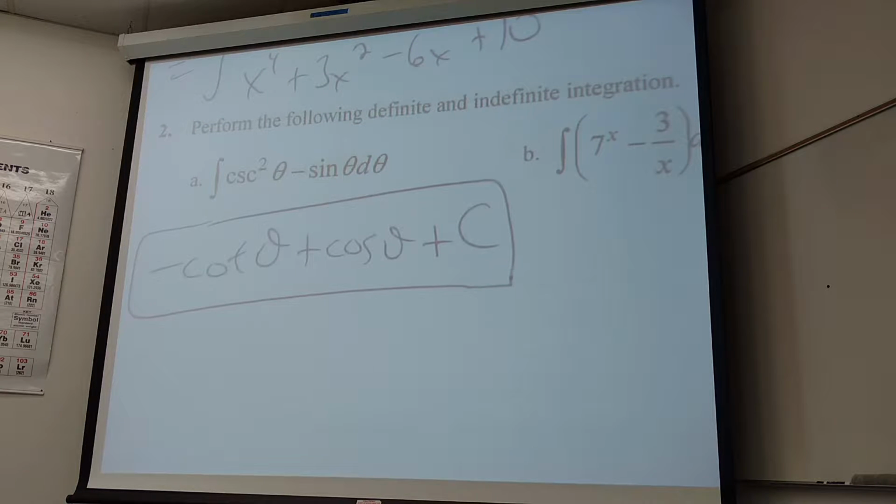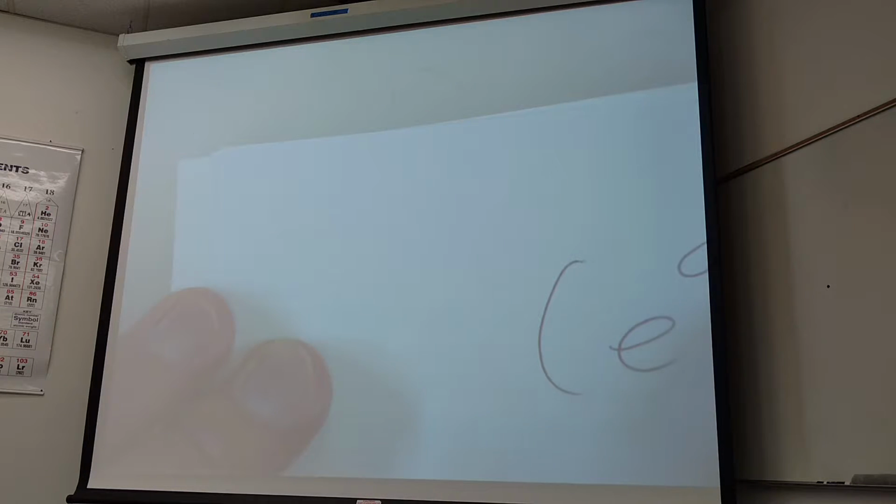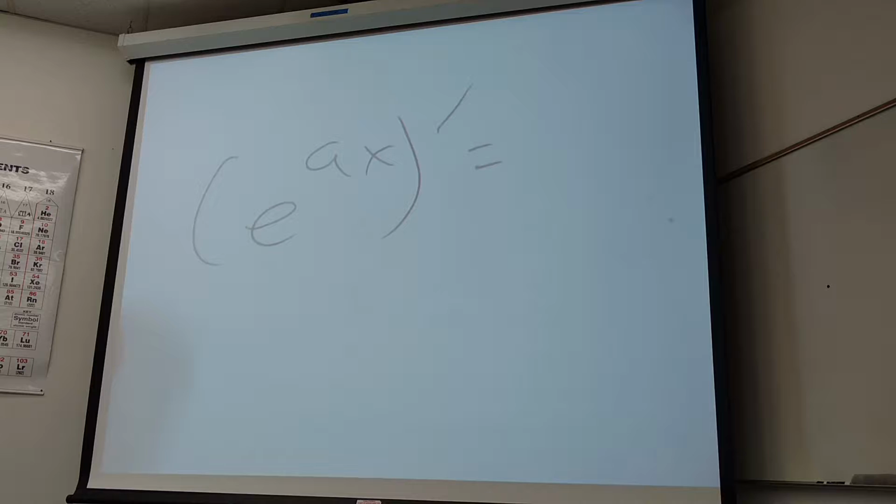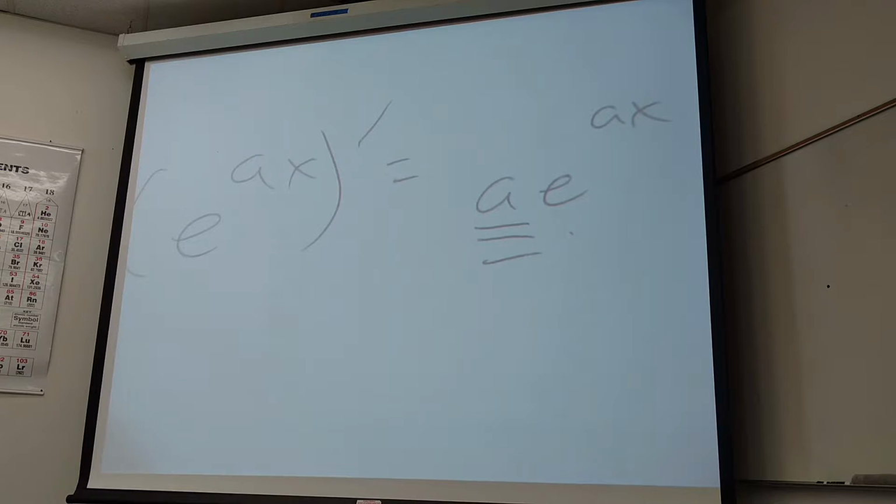Now, let me build up to part B here. What's the derivative of this? That's a e to the ax. And where did the a really come from? What part of the procedure? Chain, I heard chain. That's what I was waiting for. It's the chain rule, right? Derivative of e to something is e to the thing, and then the thing gets a term, right? So the derivative of ax is a.